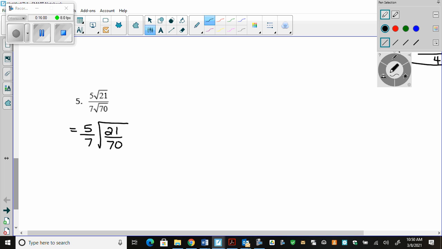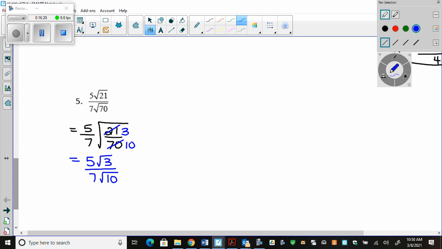So what could I take out of 21 and 70? I could take a 7 out of both, couldn't I? Yeah. So if you didn't spot this, no big deal. I'm just showing you another way. 21 divided by 7 is 3. 70 divided by 7 is 10. So then I could actually rewrite this split up again. I can go 5 root 3 over 7 root 10. I can split it back up.